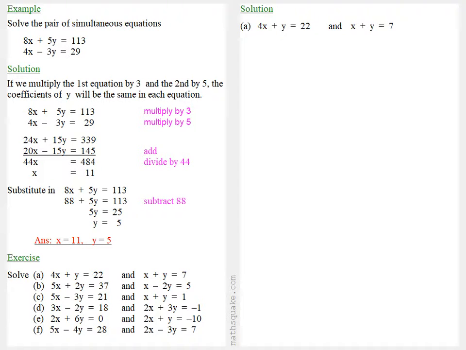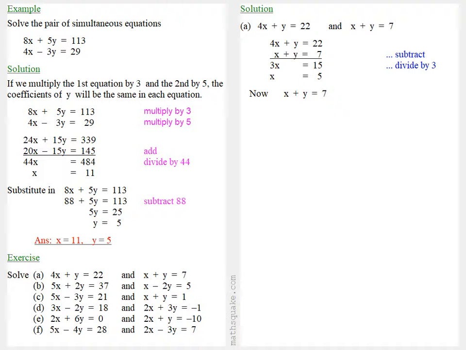In question A, we have 4x plus y equals 22 and x plus y equals 7. If we write those down as a sum and then subtract, we'll have 4x take away x, which is 3x. The y take away y disappears, and 22 take away 7 is 15. So 3x is 15, and if we divide by 3, x equals 5.